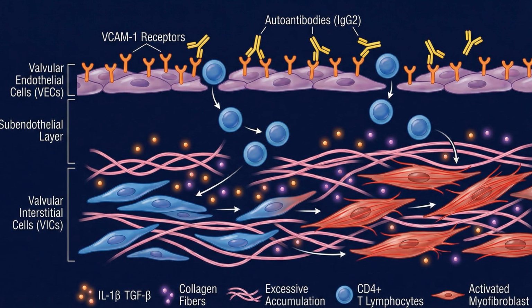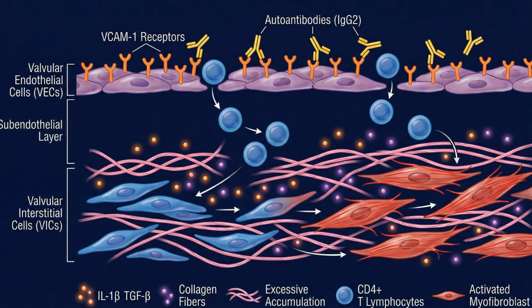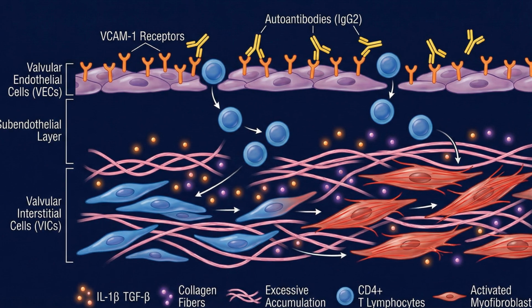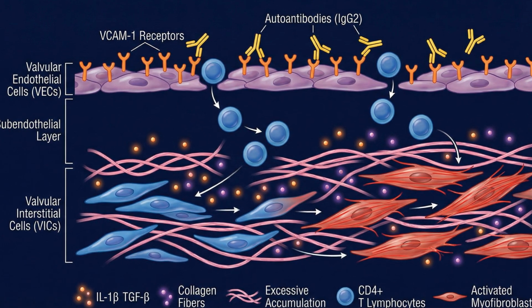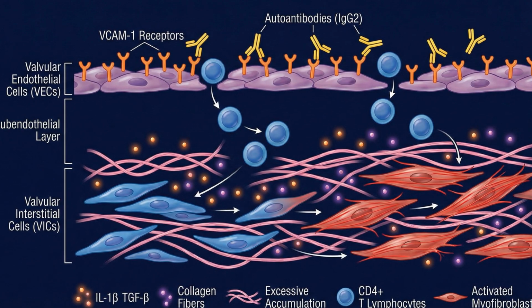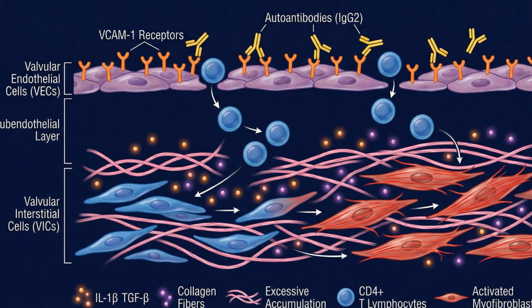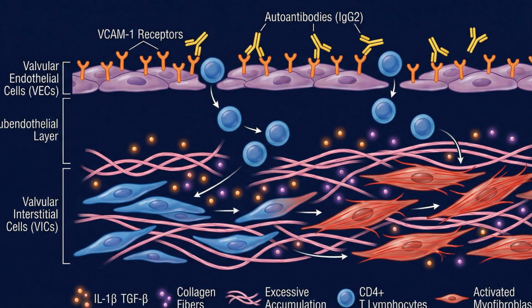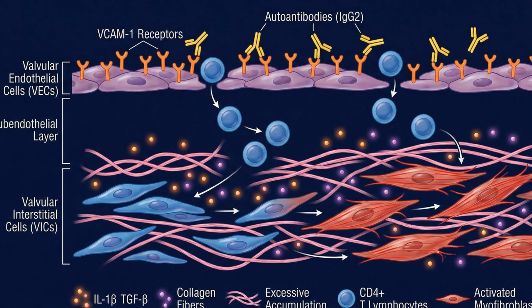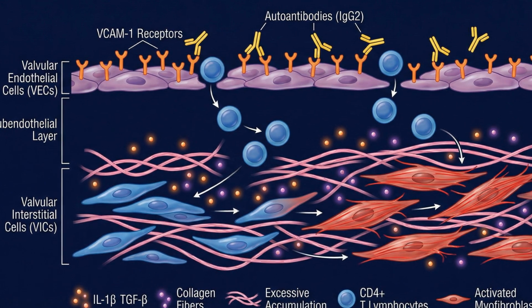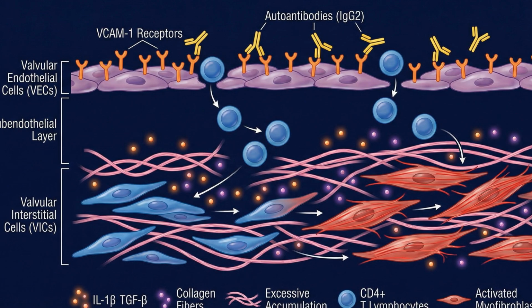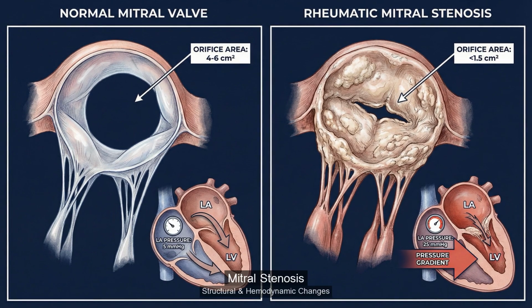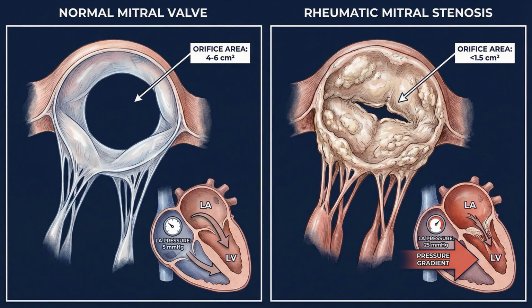The activated endothelium acts as a gateway, facilitating the infiltration of CD4-positive T lymphocytes into the valvular subendothelium. As the inflammatory cascade progresses, cytokines like interleukin-1 beta and TGF-beta drive the differentiation of valvular interstitial cells into collagen-producing myofibroblasts. This exposes extracellular matrix components, triggering the production of anti-collagen antibodies, which further fuel the pro-inflammatory environment. Over years or even decades, this chronic, smoldering inflammation leads to profound structural changes.